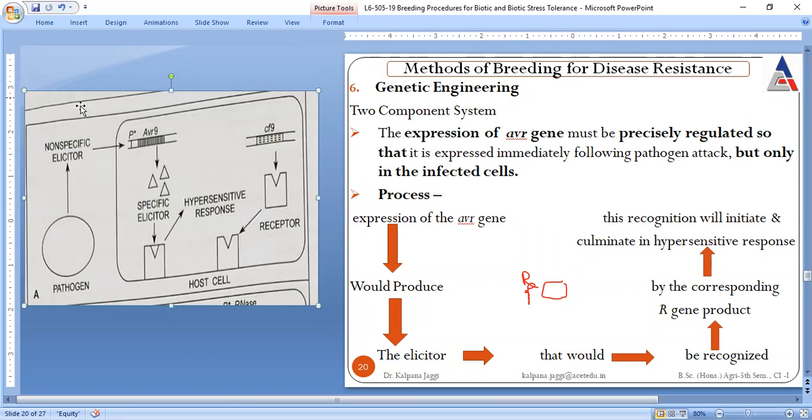But this is only in the case of infected cells. Don't forget, we are talking about artificially programmed cell death, and artificially programmed cell death is to be conducted only in the cells which are infected by the pathogen, right? So the process goes like this.